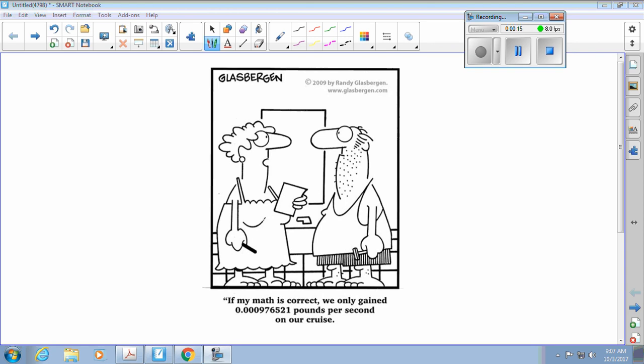Today we're going to continue our work with unit rate and unit price. Before we get started, by the way, that's lesson 20 in your module books, we're going to start with this math joke.